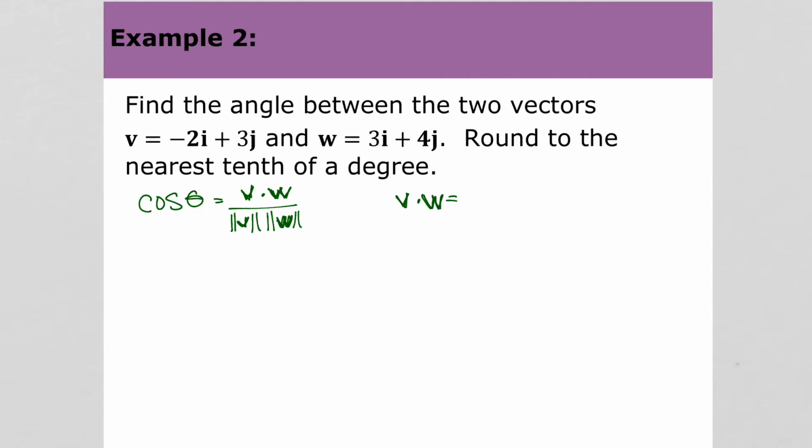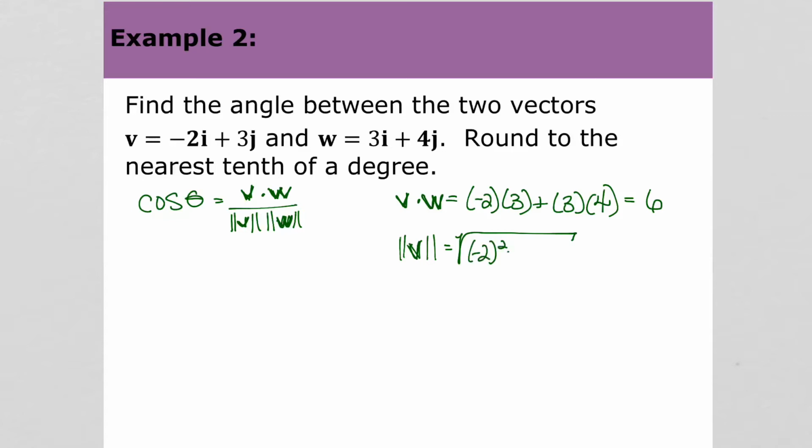Well, that's just -2 times 3 plus 3 times 4, which gets us 6. Then we need to find the magnitude of V. That's the square root of -2 squared plus 3 squared, which gets us square root of 13. And then we find the magnitude of W. Square root of 3 squared plus 4 squared is 5.